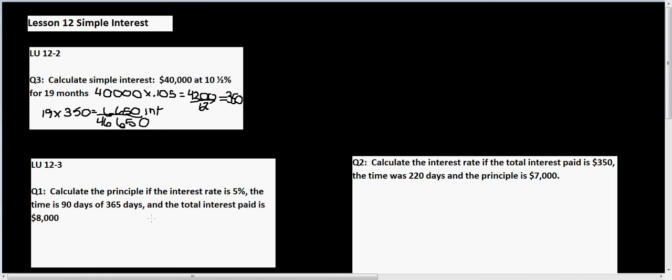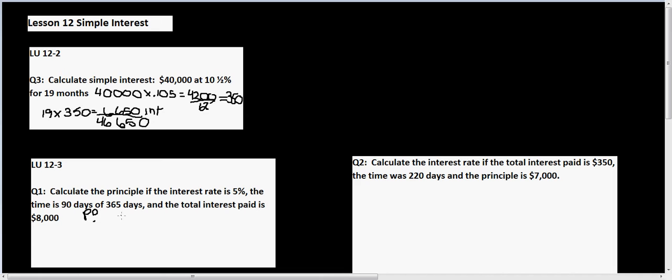Okay, what happens if we don't know some pieces of information? Let's take a look at some examples here. We calculate the principal. If the interest rate is 5%, the time is 90 days of the 365 in a year, and the total interest paid is $8,000. We can go back to our basic formula here. We know how to compute interest, but we don't know what the principal is. In this case, let's set the parameters up. We don't know the principal. That's a big question mark.